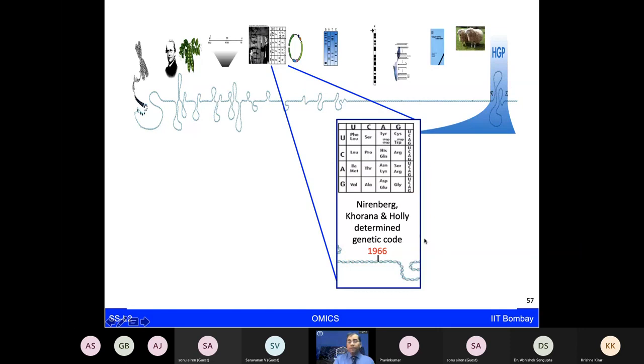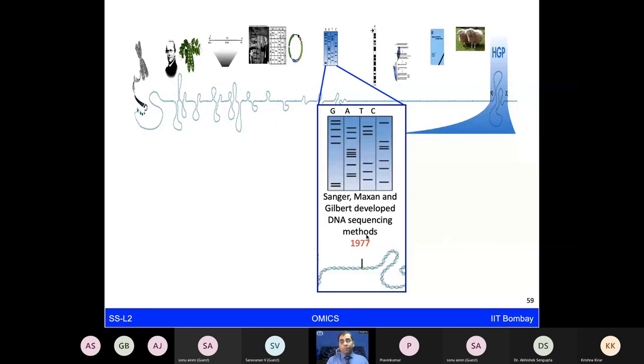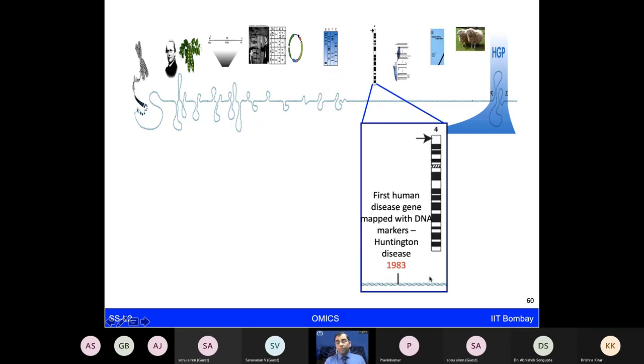Three scientists, Nirenberg, Khorana, and Holley, determined the genetic code. You have heard Har Gobind Khorana's name, an Indian origin scientist, for the Nobel Prize in 1966. Then we have the scientists Cohen and Boyer. They developed recombinant DNA technology in 1972. Sanger, Maxam, and Gilbert developed the DNA sequencing. So you heard about DNA sequencing, the Sanger sequencing methods. Those came in 1977. The first human disease marker mapping happened on Huntington disease in 1983.